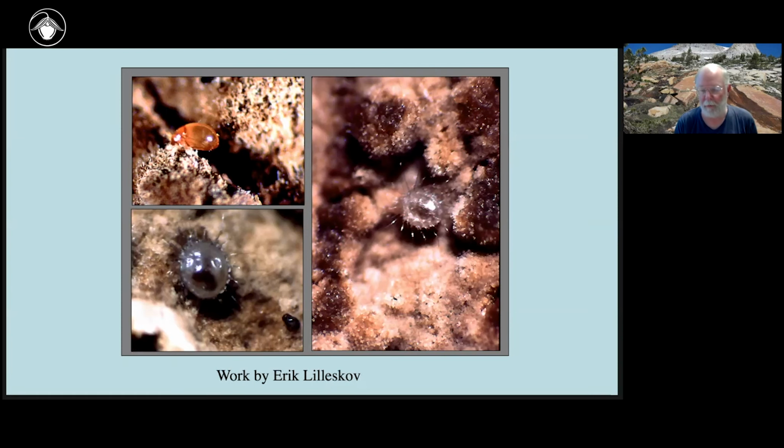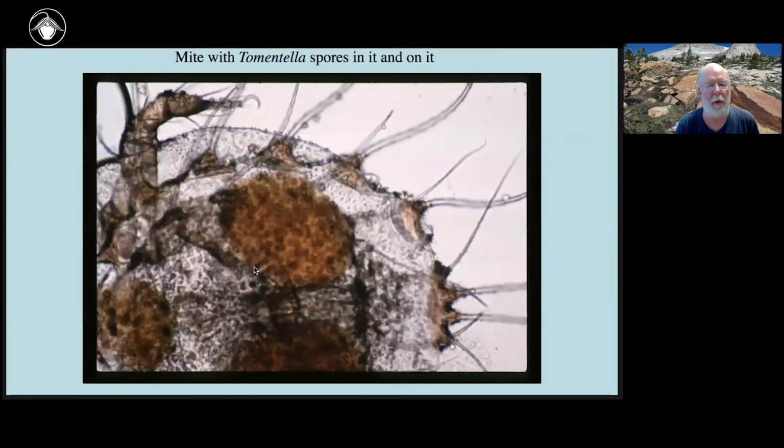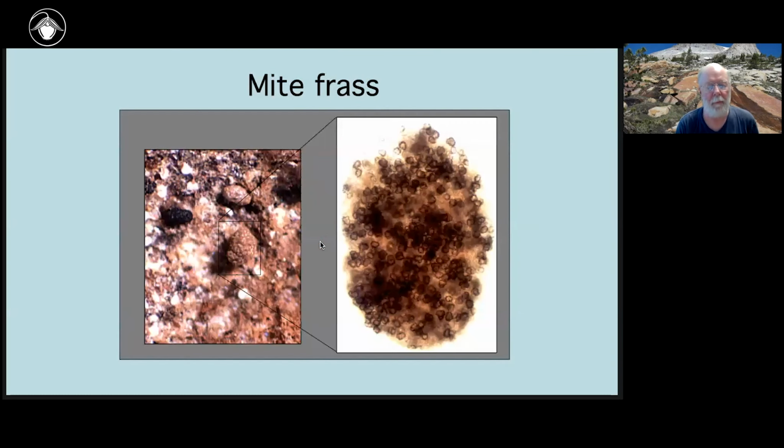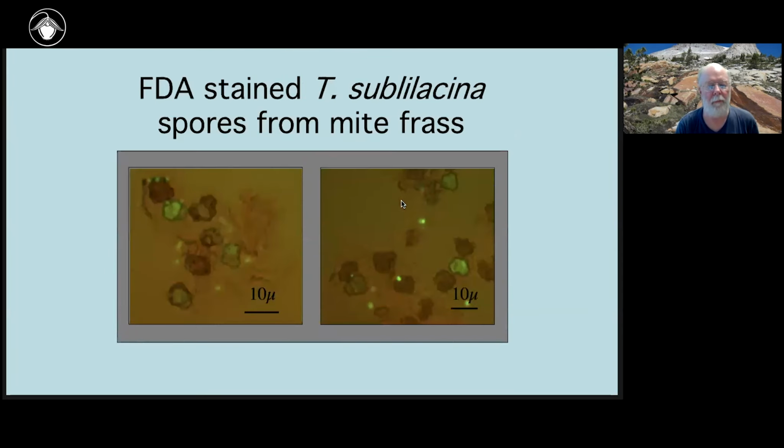And Elsa covered this a little bit in the introduction, but here are mites, and we see these dark blobs in them. If you blow those up, those are blobs of these knobby spores of Tomentella. This is what the frass from those mites looks like. It's just loaded with those spores.